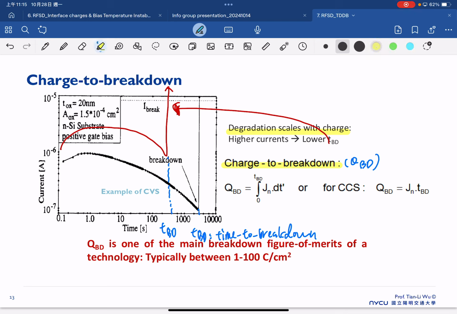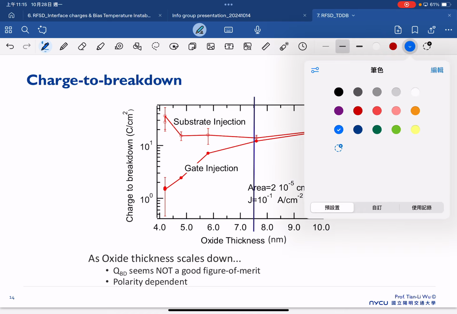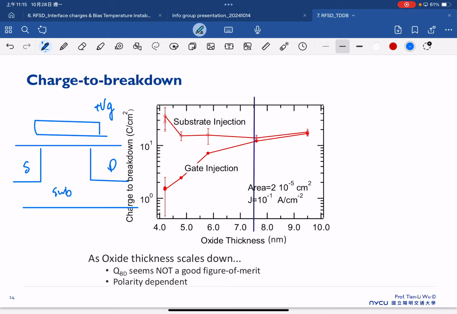So the QBD is one of the main breakdown figures of merit to evaluate the dielectric TDDB strength. But now we have an issue if we try to scale the oxide thickness. We have the MOSFET here, we have a source and drain, and we apply the gate bias, or we apply the substrate bias.